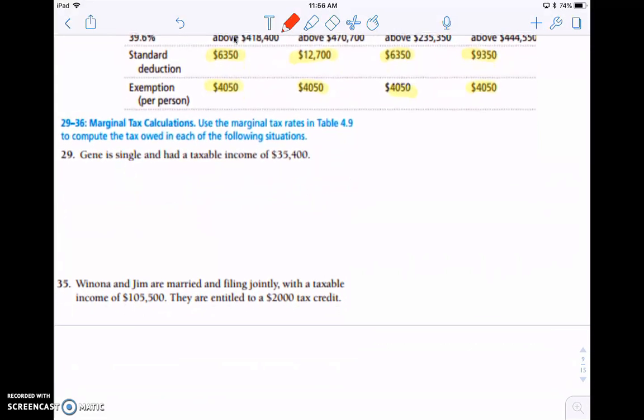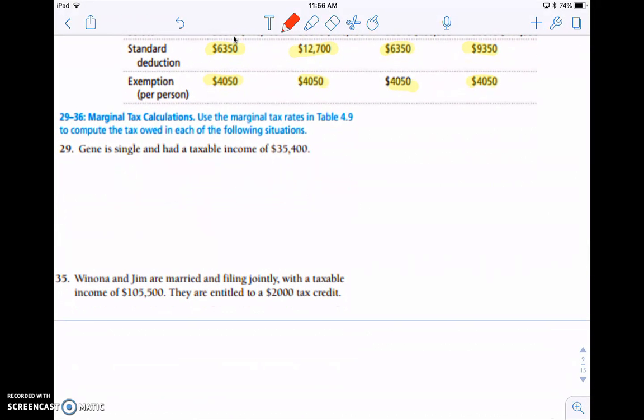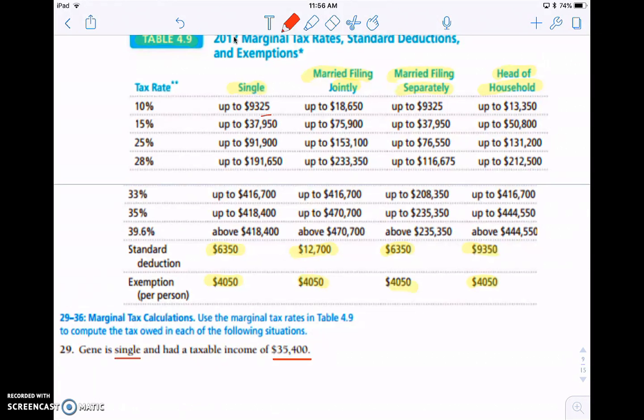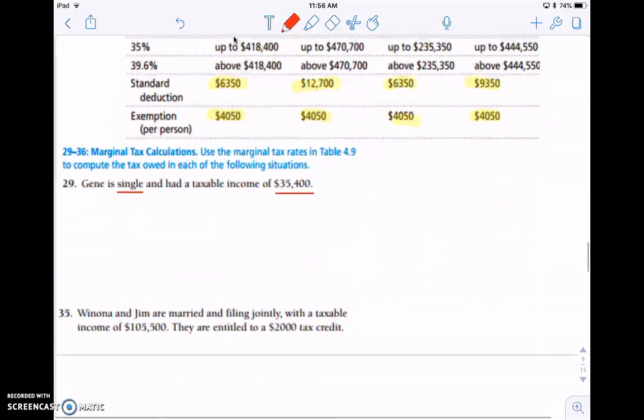So let's calculate some taxes here that are owed. So Gene is single, so we're in that first column, and had a taxable income of $35,400. So all of the calculations for gross income, adjusted gross income, and taxable income have been done for you. Again, the marginal tax calculation is based off of your taxable income. So $35,400. So what we do is we first look at the 10%. So the first $9,325 is taxed at 10%.